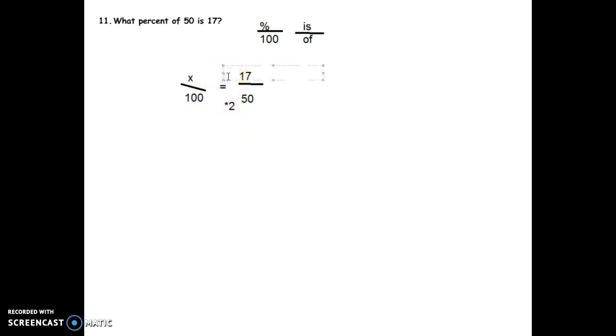So 17 times 2 is going to equal this number over here. And that's just 17 times 2. Let's see what we get. 2 times 7 is 14. Do your 1 over here. 2 times 1 is 2. Plus the 1 is 3. So then our answer would be 34 over 100, which is 34%, right?